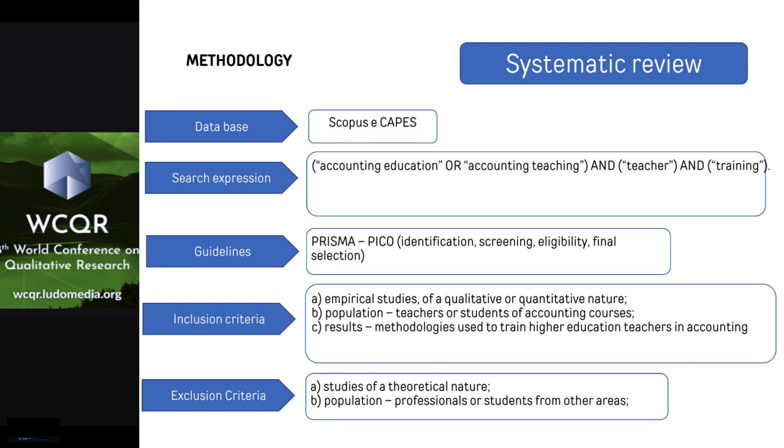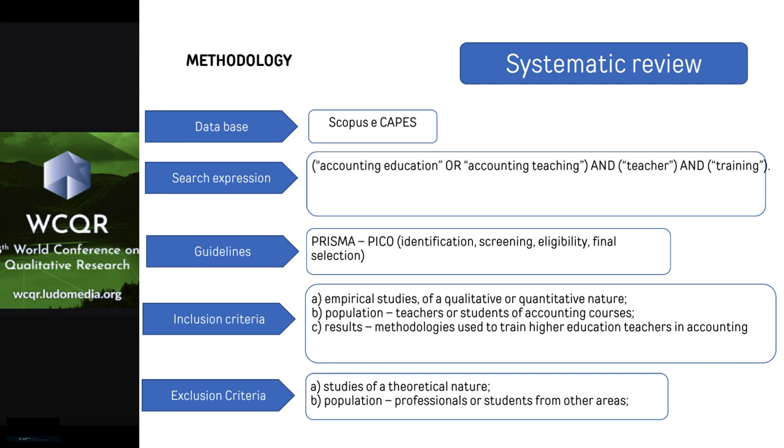The following search expression was used: accounting education, OR, accounting teaching, and teacher, and training. No research limiters were selected. Inclusion and exclusion criteria. To select the studies, the following inclusion criteria were considered: empirical studies of a qualitative OR quantitative nature, population, teachers OR students of accounting courses, theme, training of higher education teachers in the area of accounting.